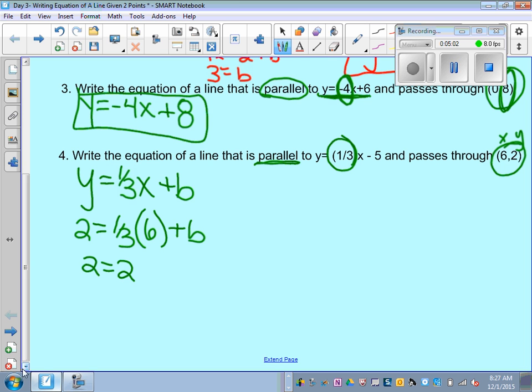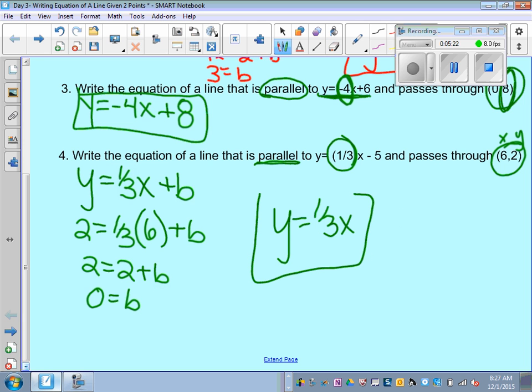So 2 equals 2 plus b. And so when I subtract 2, I get 0 equals b. So my y-intercept actually ends up being 0. So then I have for my equation, y equals 1/3 x. You don't need to put the plus 0 on the end. That's the same thing as just saying 1/3 x. That's my final answer.